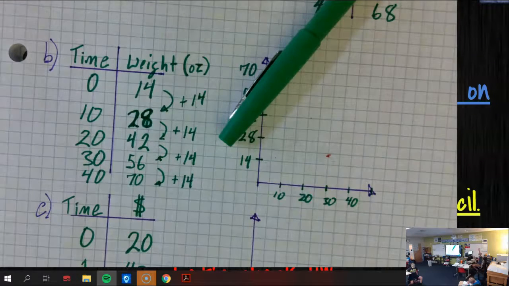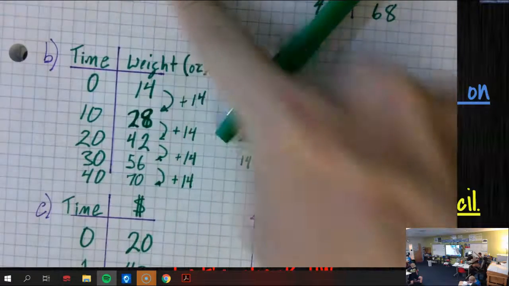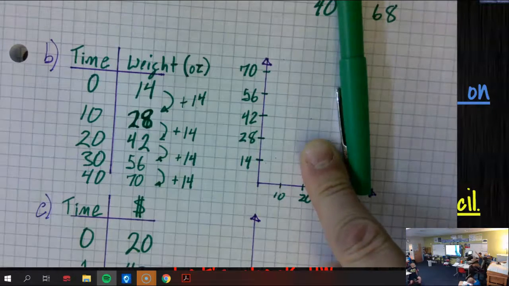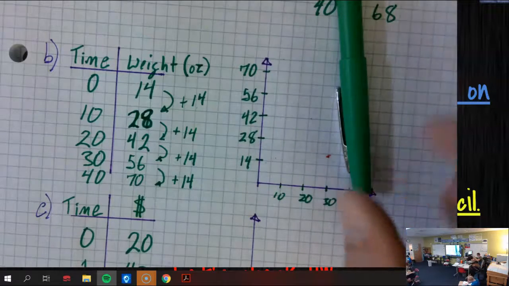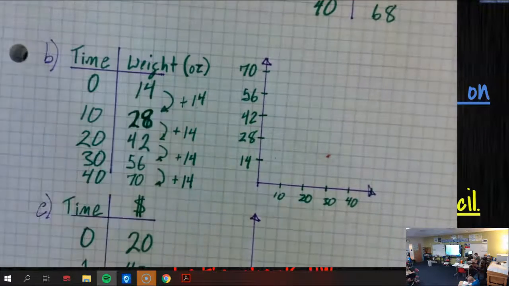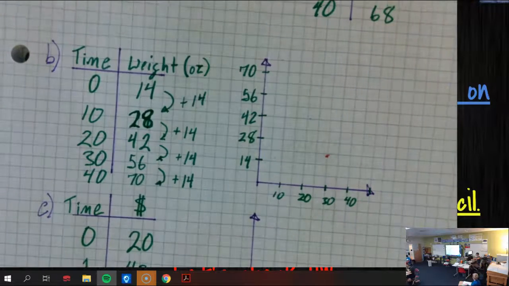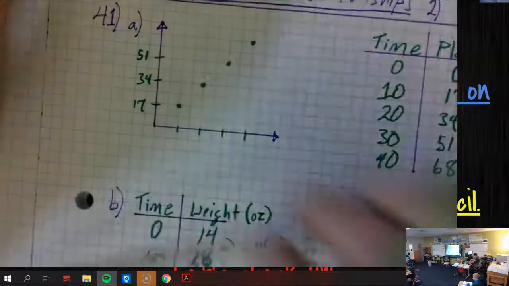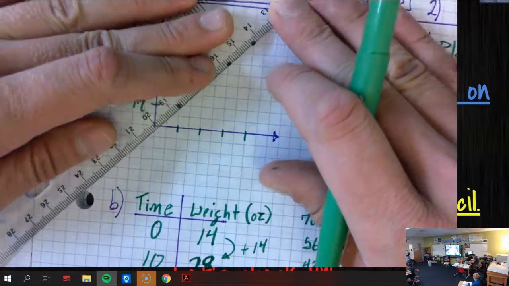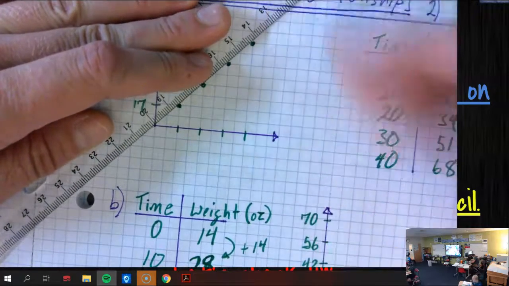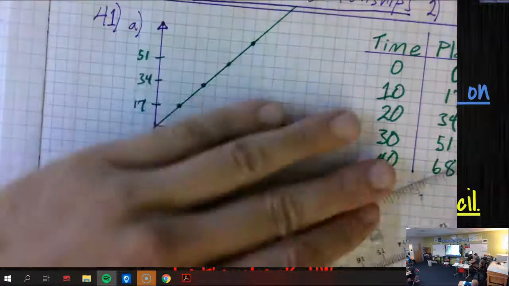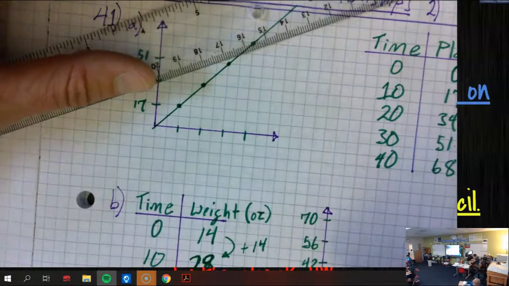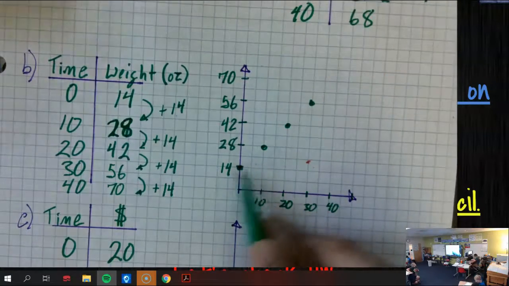Somebody raise your hand and tell me what's the difference between graph A and graph B. If you haven't gotten there yet, we need to close our mouths and pick up a pencil. We're comparing A and B. Graph A, if I connect these, first, it starts at the origin, and the other one doesn't. So this one starts at 0, 14.